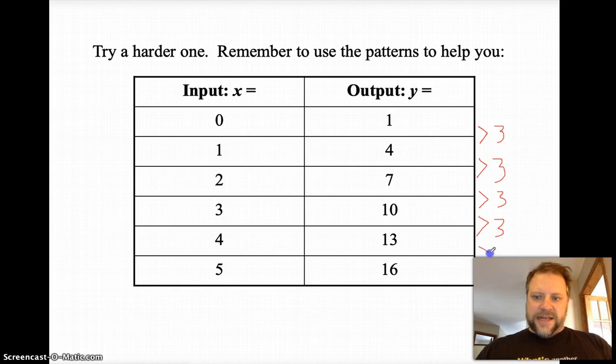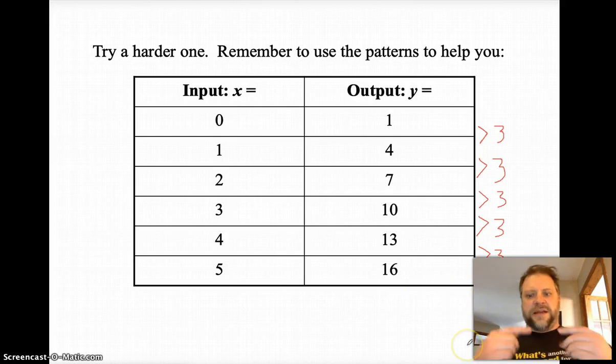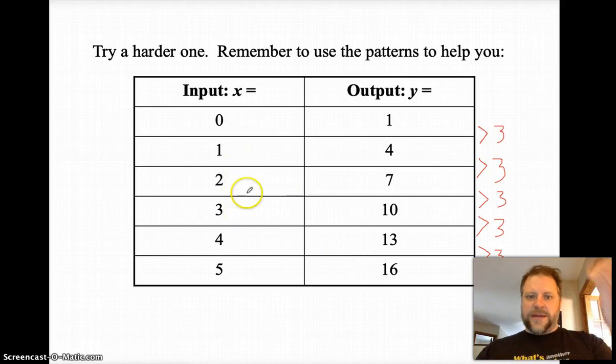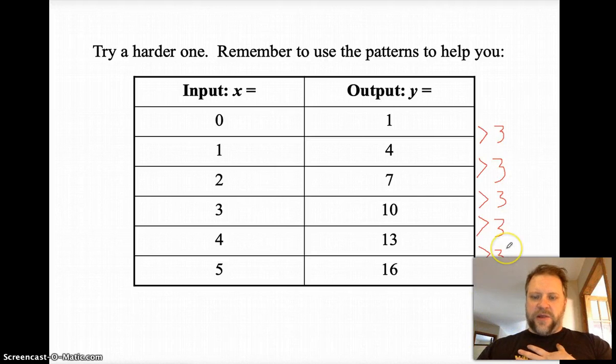The pattern says, oh gosh, it's going up by 3. So that means whatever my answer is going to be, it's going to include a 3x, because 3 times 1, 3 times 2, 3 times 3, 3 times 4, those numbers are going to create this pattern of going up by 3s. But that can't be everything, because if we notice, 1 times 3 is not 4, it's 3. And 2 times 3 is not 7, it's 6.